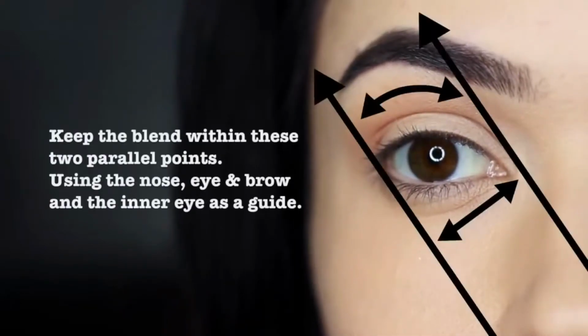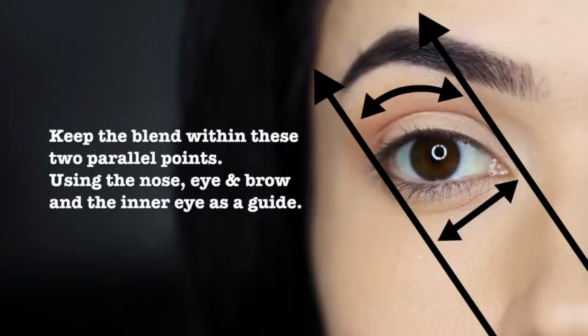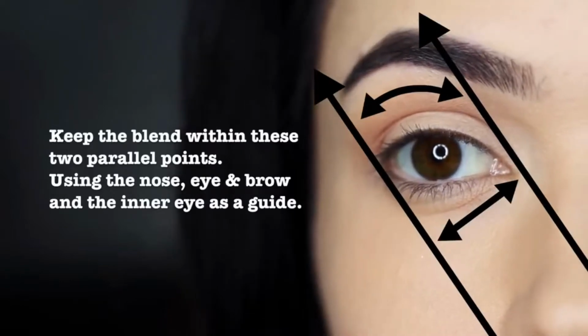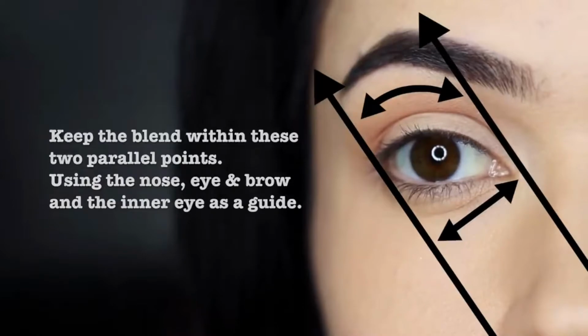Just make sure it's nice and soft and blended. That's the most important thing with a midtone. Also, keep an eye on your blending. Make sure that you are staying in between these two parallel imaginary lines.